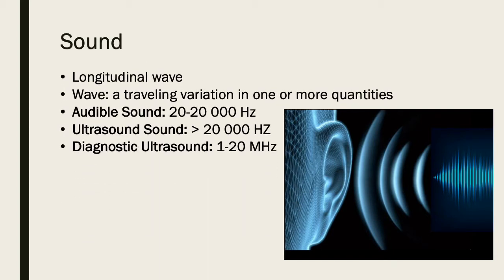Audible sound is sound that operates at a frequency between 20 to 20,000 hertz. Ultrasound is sound that operates at a frequency higher than 20,000 hertz. And diagnostic ultrasound is between 1 to 20 megahertz. So realistically, the only difference between audible sound and diagnostic ultrasound is the frequency at which it operates.